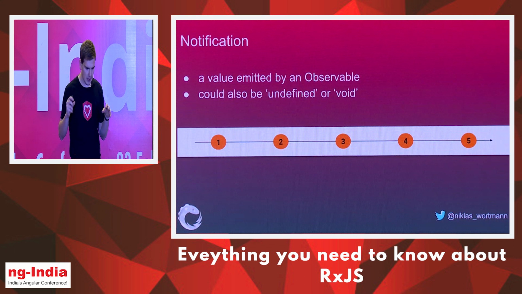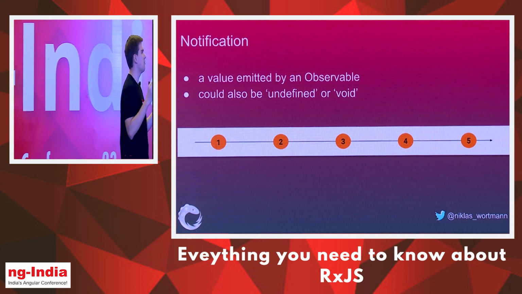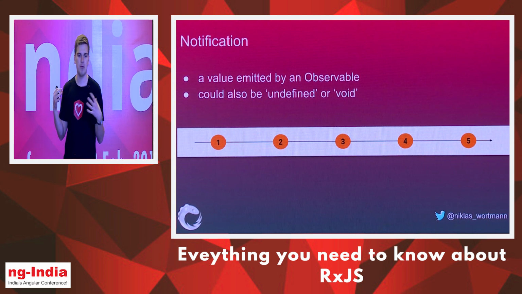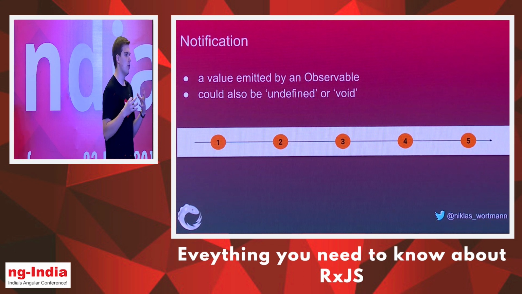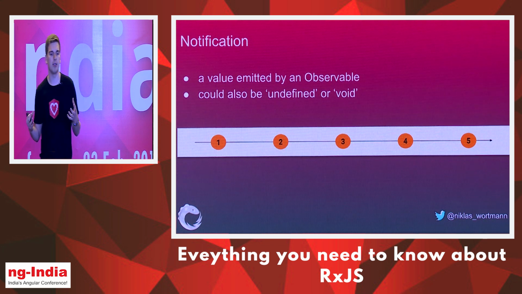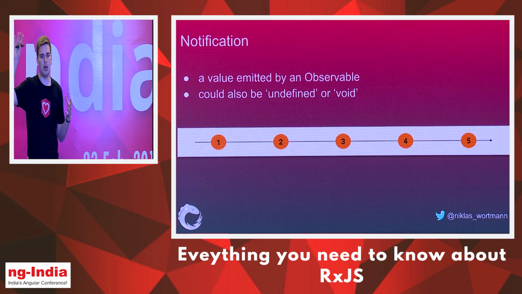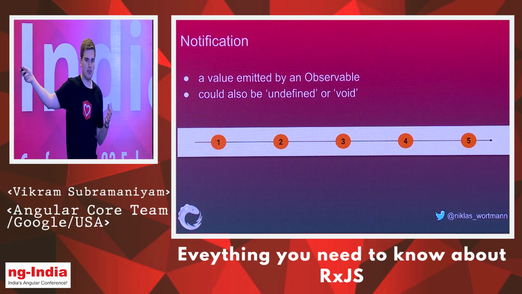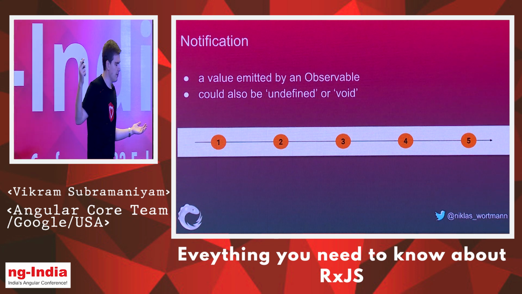Okay, so we now have the basic entities in RxJS covered. Let's come to the notification. A notification is basically just a value. So every time an observable emits something, it's a notification. The reason why we don't call it a value is because it can also be undefined, void, or whatever. Who of you has already used an event emitter at some point? An Angular, an output event emitter, right? It's basically just a subject, and there you can also emit undefined or void. It's nothing different.